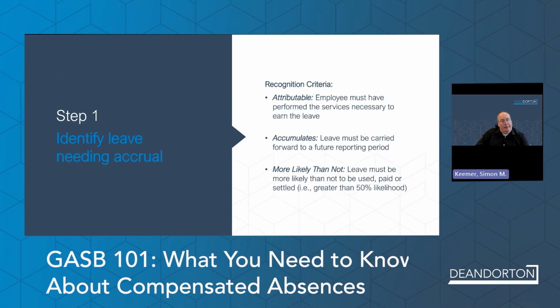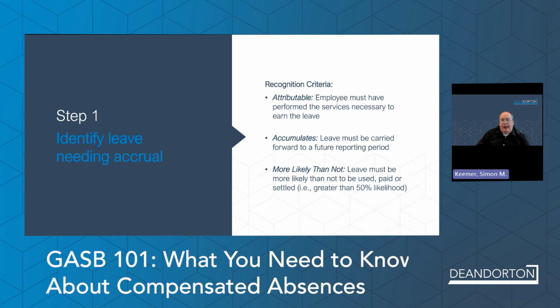So let's look at step 1, identifying leave that needs to be accrued. So in essence, GASB 101 has 3 recognition criteria that the leave needs to meet in order for it to be accrued at the end of the reporting period.